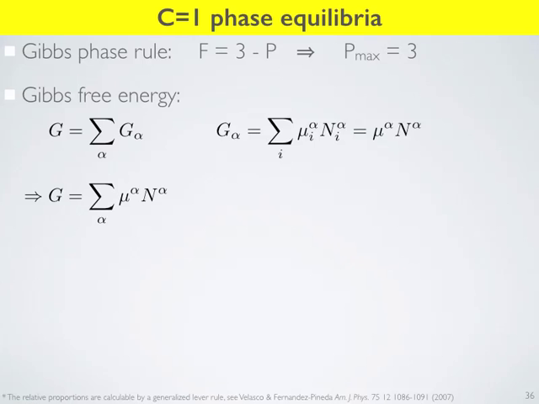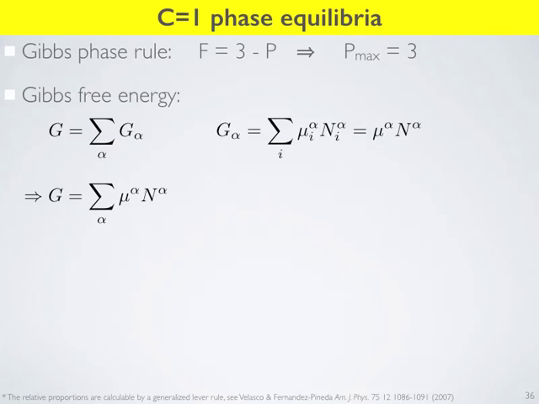And then we said, okay, using our framework where we say the Gibbs free energy of the system is the sum over the Gibbs free energy of each of the phases. And if we dive into each of the phases, we can sum over the components in that phase. And then we have the simplification because C is equal to one, that I is just equal to one. So we don't have to do the sum over components. And we can just express the Gibbs free energy of phase alpha just like this. So the chemical potential of our single component in phase alpha times the number of moles in that phase. So then we can sum over the phases to get the total Gibbs free energy of the system.